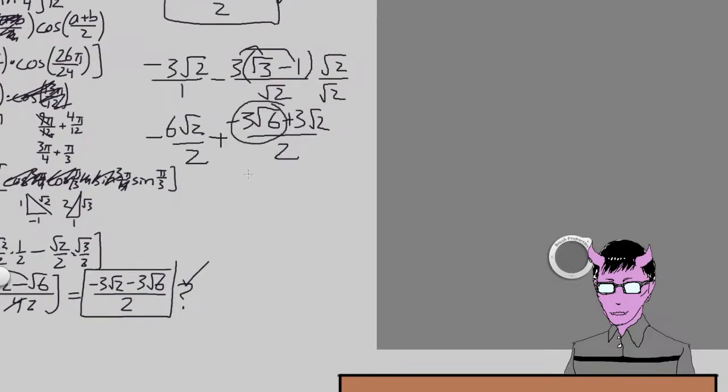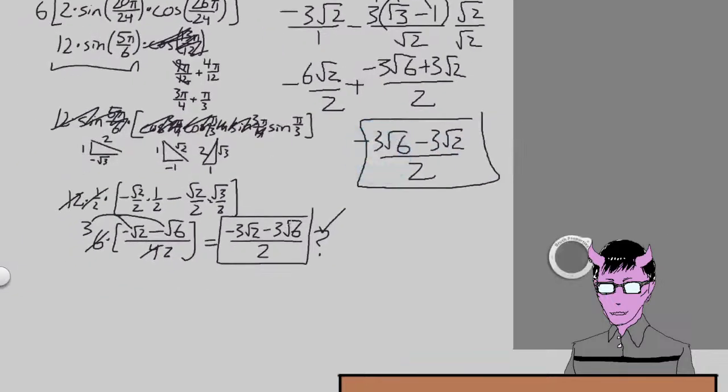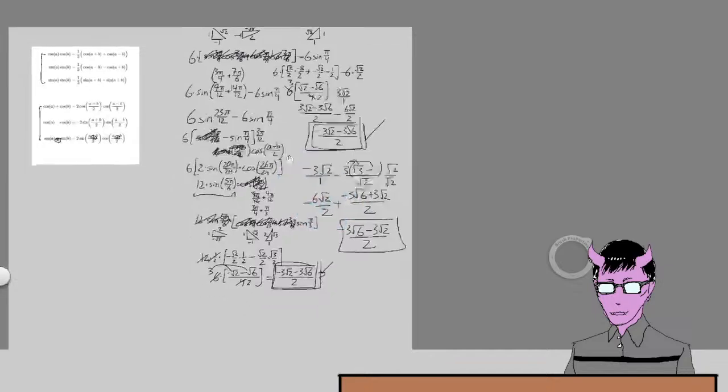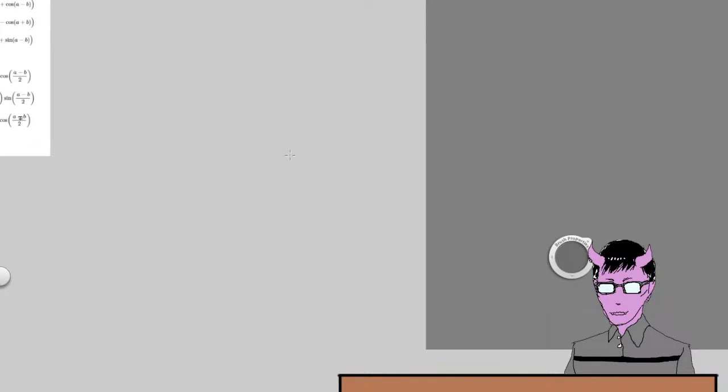And copy paste the negative 3 root 6. And then combine these two like terms. So that's negative 3 root 2 all over common denominator of 2. Which matches the first answer and thus the second answer. So all that work for no reason. That's okay. It's good to be safe.